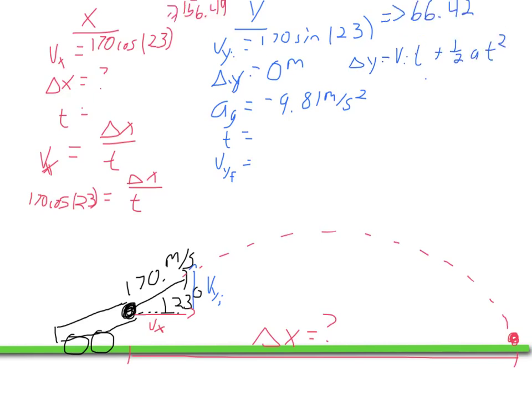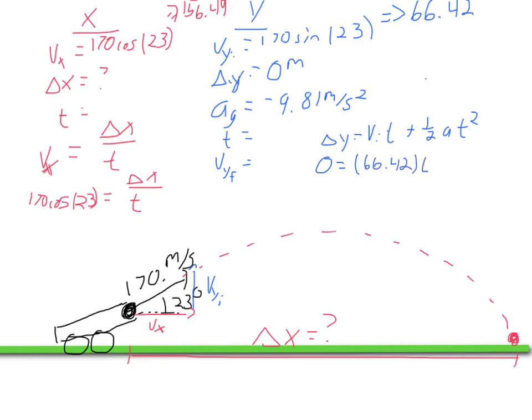All right, so I went ahead and plugged into my calculator what the 170 cosine 23 is. It comes out to be 156.49, and 170 sine 23 comes out to be about 66.42. So now I'm going to plug in to this equation right here. Let's move it down to give myself a little bit more space and solve for time. So delta y is 0 equals, in parentheses, 66.42 t plus 1/2 negative 9.81, t squared, right? Okay, now that's all equal to 0.